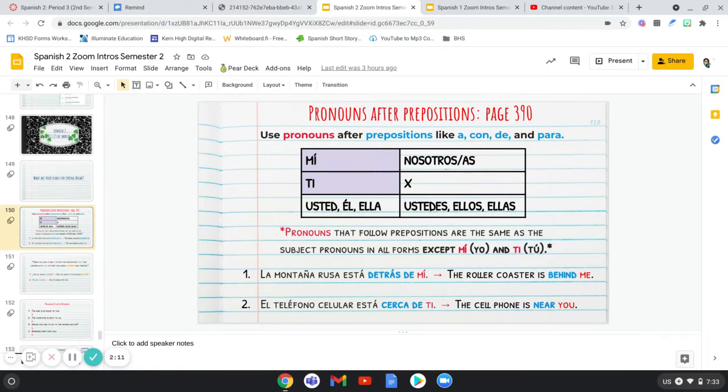So instead, this is a combo chart of a little bit of the last one and what we're used to looking at for subject pronouns. And these are the pronouns you use after prepositions. Prepositions we've had first as prepositional phrases because they are a phrase and not just one single word. Those prepositional phrases were words like delante de, in front of, detrás de, behind, al lado de, next to. So all of those positions. We had, I think, seven altogether.